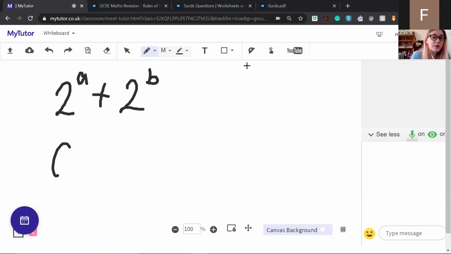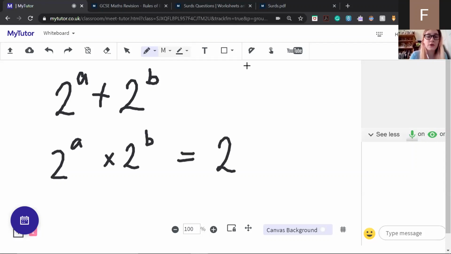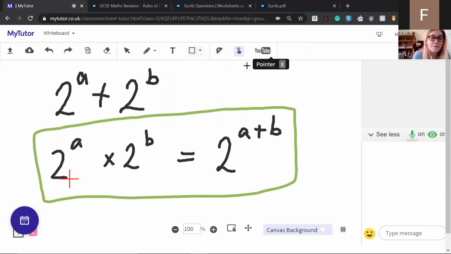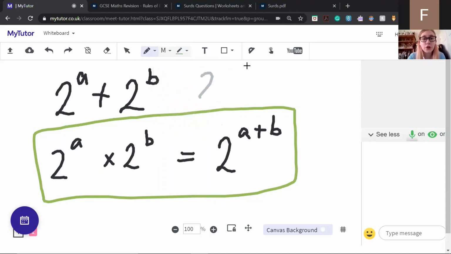However, if we were to do 2 to the A and times it by 2 to the B, that's the same as saying that that's 2 to the A plus B. So this is just a rule to remember, and that's not just with 2. That works with any, we'll call this the base. This is the base, this is the power. So that works with any base, any power, if they're multiplied, and as long as these are the same base. So if we had 2 to the A times 3 to the B, we can't do anything with that. So they've got to be the same base and multiplied, and then we can smush them together.